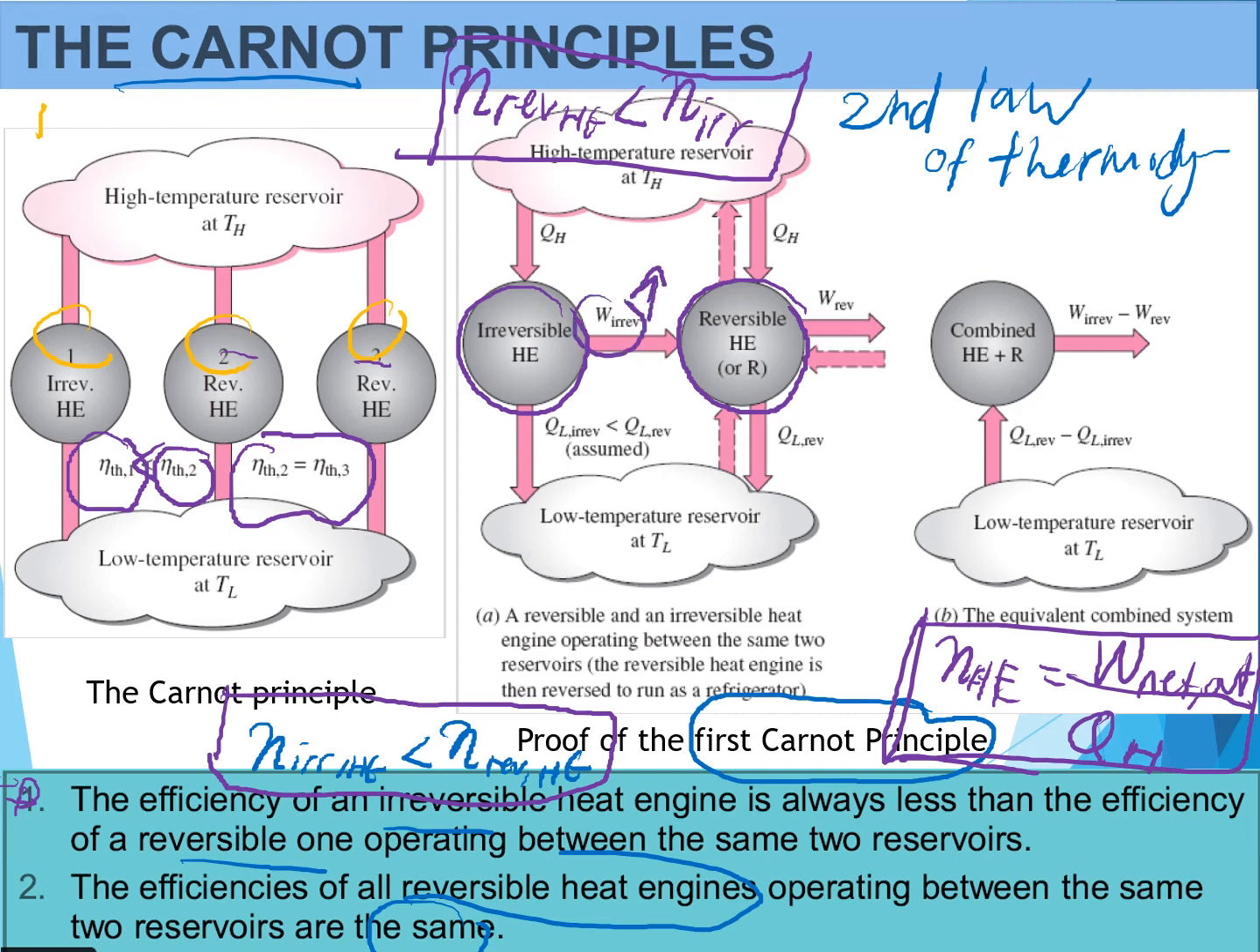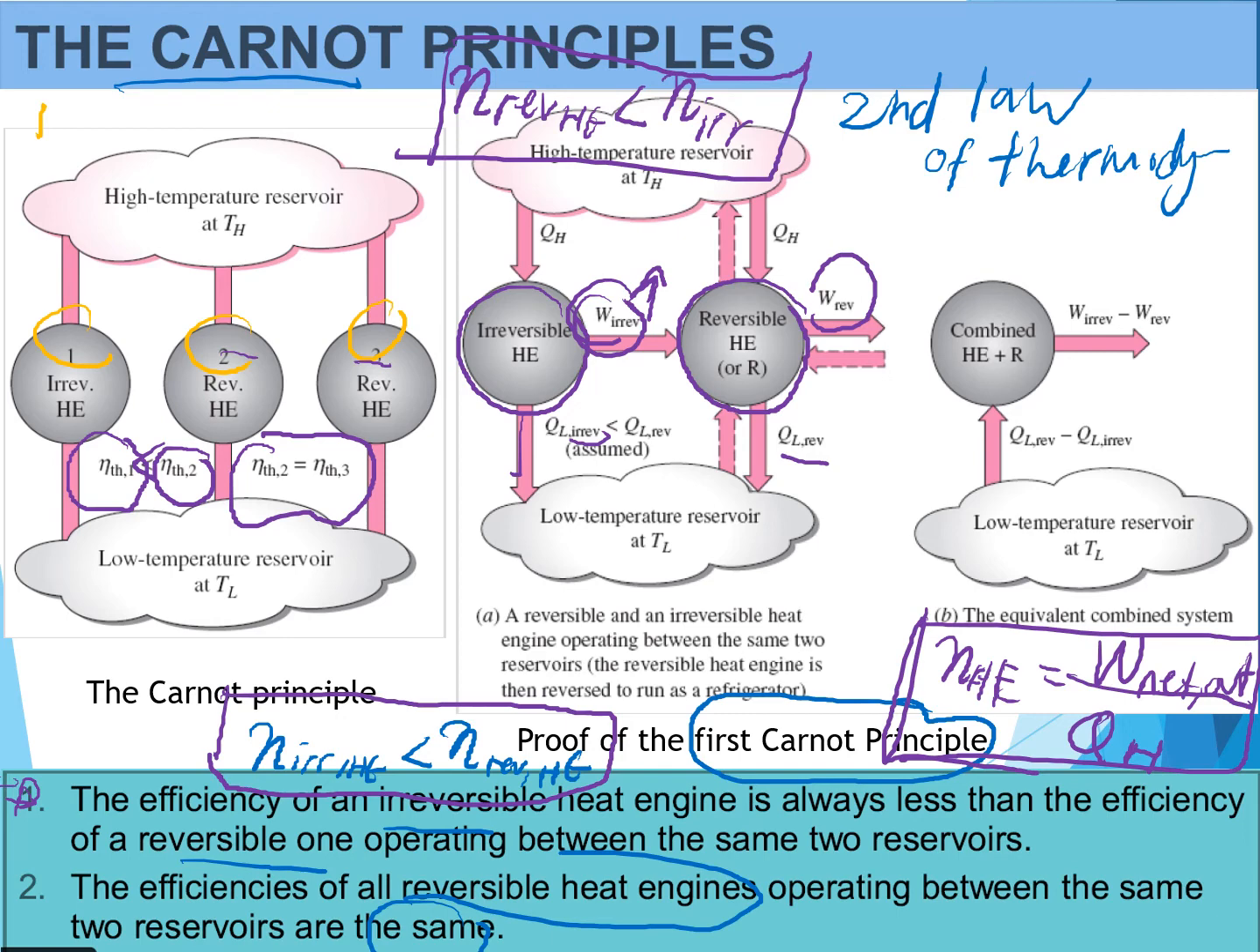So if the efficiency of the irreversible heat engine is greater, meaning that you will have greater W here compared to W reversible. And then you will have a slightly lower value of QL for irreversible compared to reversible. Why? Because what?